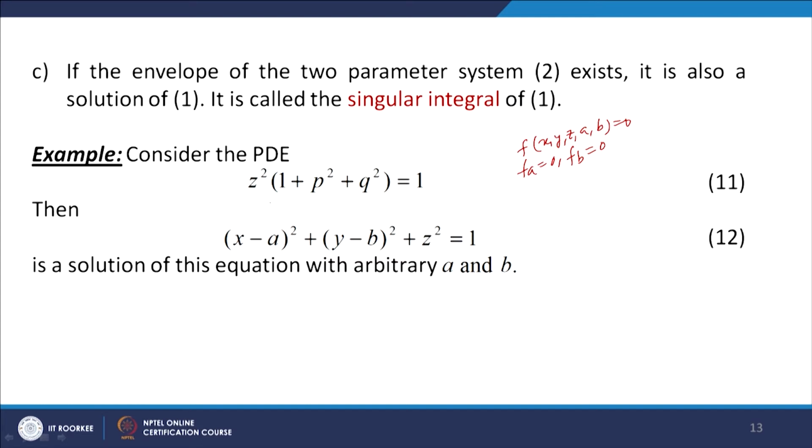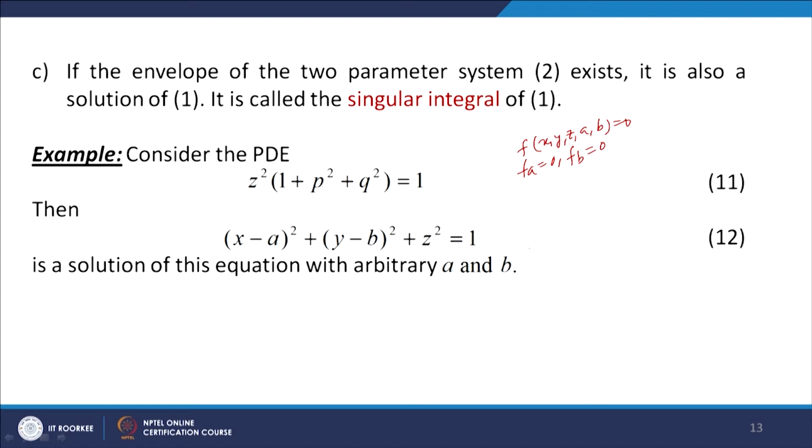Say for example, consider z square into 1 plus p square plus q square equal to 1. Then x minus a whole square plus y minus b whole square plus z square equal to 1 is a solution of this equation with arbitrary a and b. So, here you can see in this relation there are two parameters a and b, and therefore, this solution will be a complete integral of the given PDE z square into 1 plus p square plus q square equal to 1. Let us show that this is a solution of this equation.